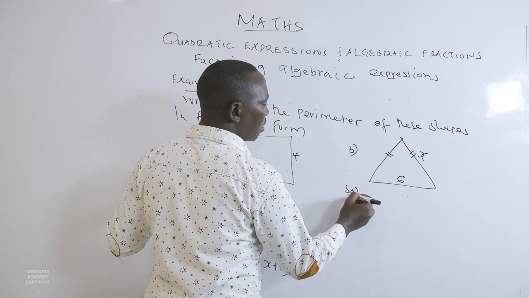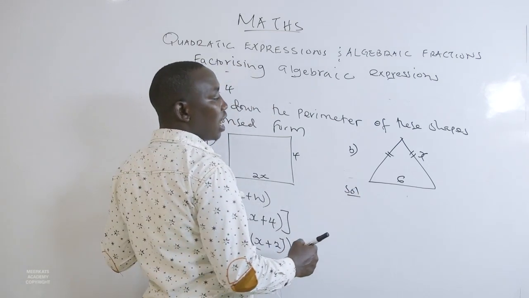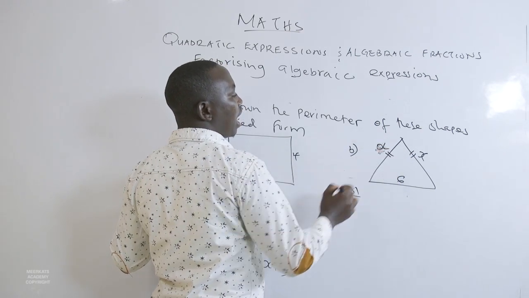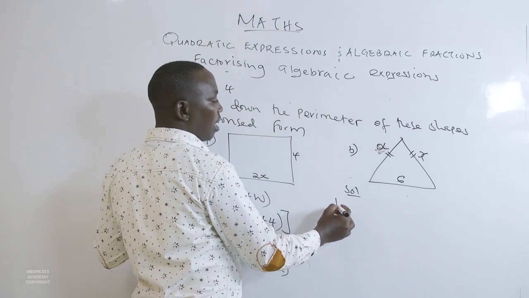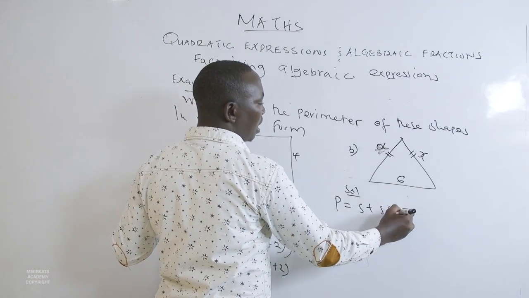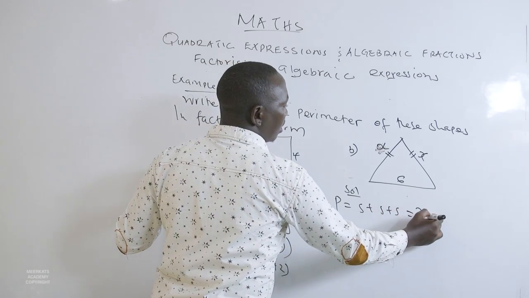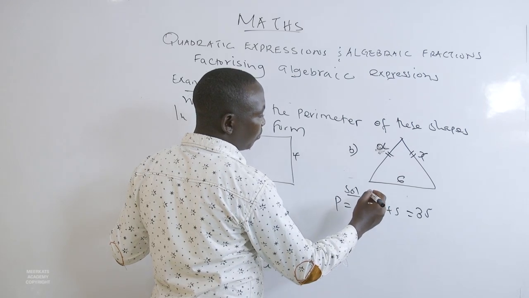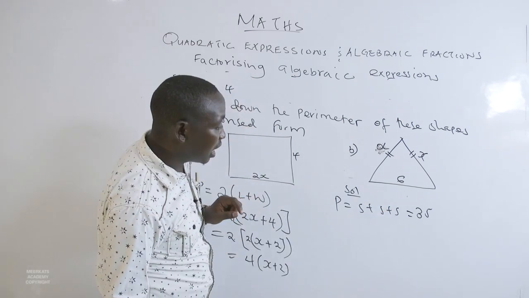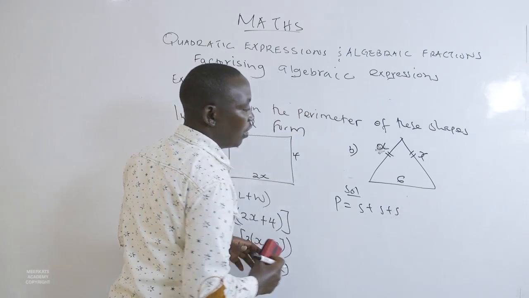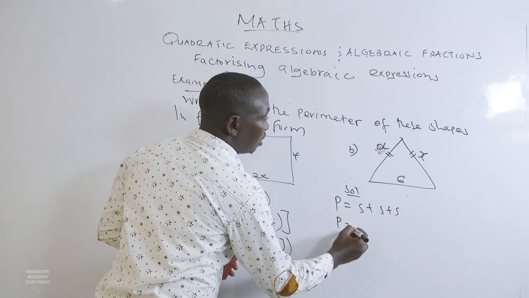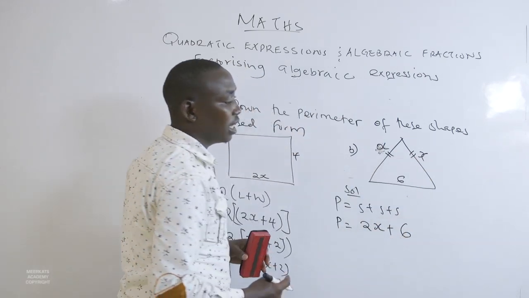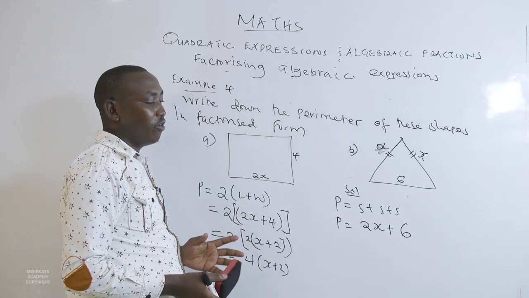Part B, we have an isosceles triangle. This side is equal to this side, hence it's going to be equal to x units. Perimeter is normally given by side plus side plus side, which is simply 3s. But because all the sides are not equal, we are not going to have 3s. Hence the perimeter is going to be twice x plus 6, which is an expanded form.